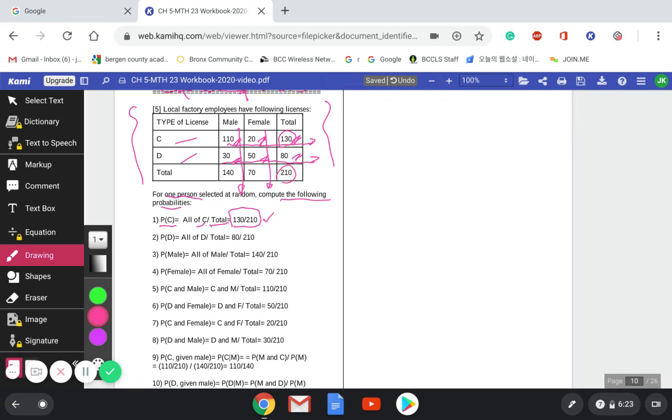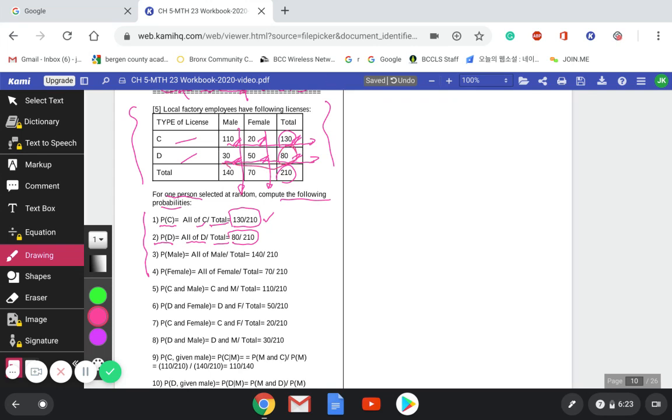Okay, so these are single events. One person happened to be the one who has a driver license. D is the total number of D out of the entire total, 80 out of 210, because D is 80.